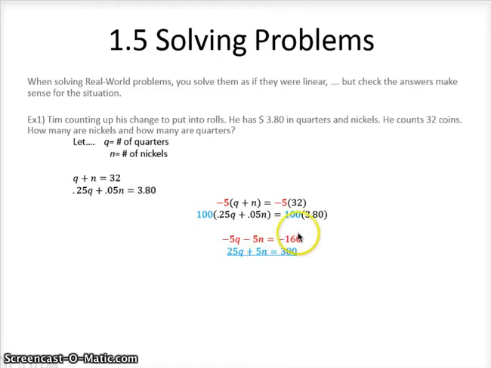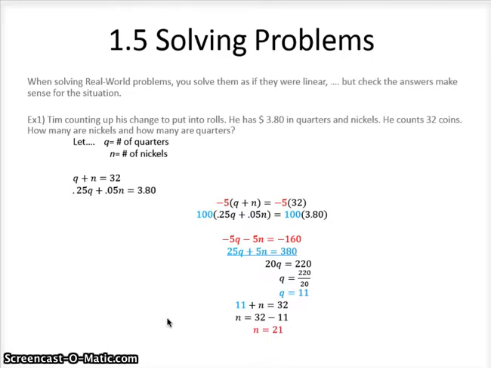So now we could use elimination and add straight down. You could also use substitution for this question by rearranging the first equation to either be q equals or n equals. So no matter which method you use, solving through elimination, you get 20q equals 220, divide by the coefficient of 20, and we find out that there are 11 quarters. Knowing that there are 11 quarters, you can go back and plug into the first equation and solve for n to find out that there are 21 nickels.